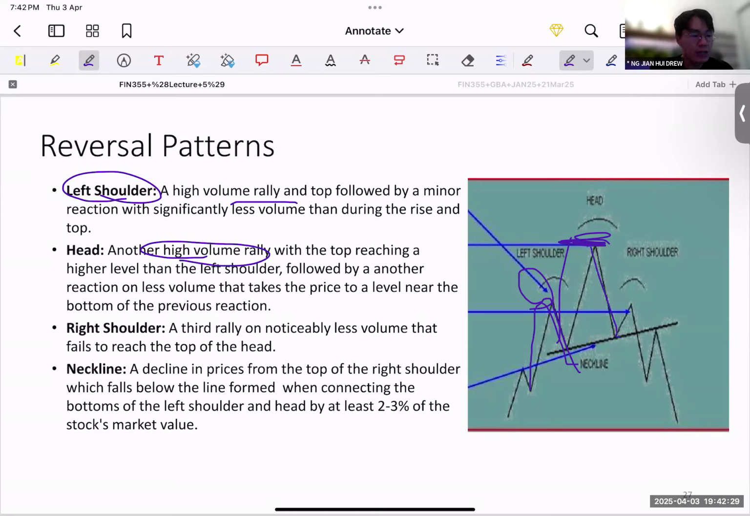And then the third, the right shoulder, is now again a rally, but with less volume again, eventually going downwards, right? So once we determine the left and right shoulder, this is where we can determine the neckline. So it's a decline in price from the top of the right shoulder, which falls below the line connecting the bottom of the left shoulder to the head, at least 2 or 3% of the market. So this is the neckline here.